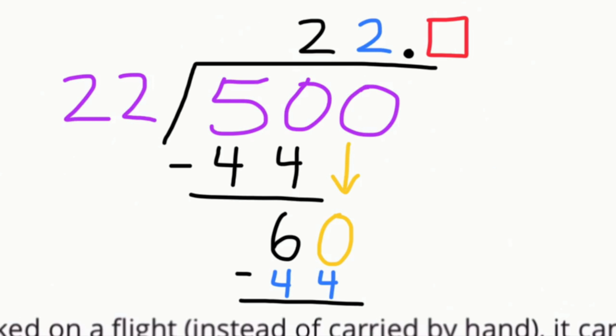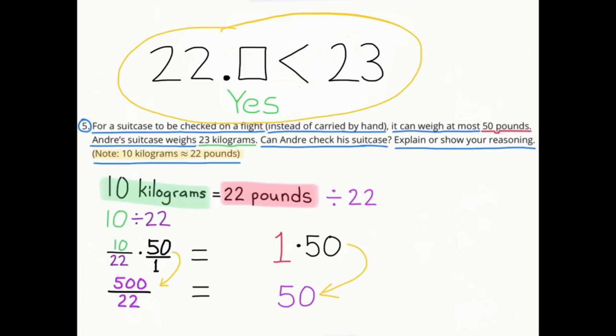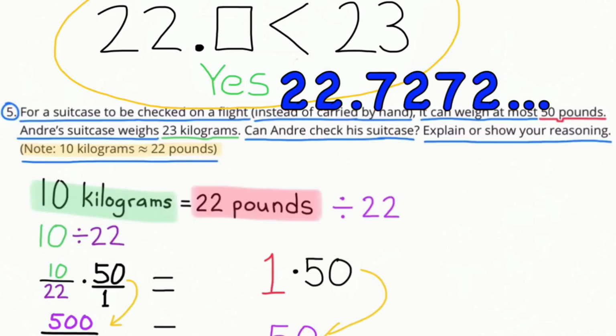I ran out of room while doing my division problem, and I thought to myself, well, the largest number that could possibly go in that box would be a 9. And then I thought to myself, well, 22.9 kilograms is less than 23 kilograms. So the answer would be yes. Andre can check his suitcase. By the way, 500 divided by 22 is 22.7272 repeated. So it is less than 23.